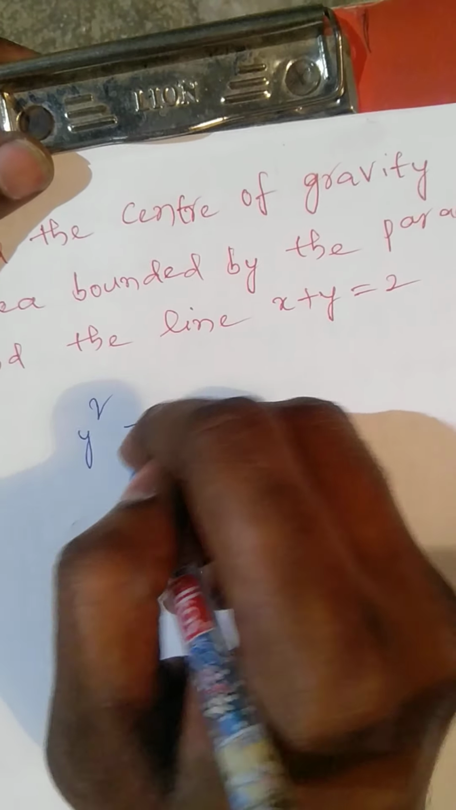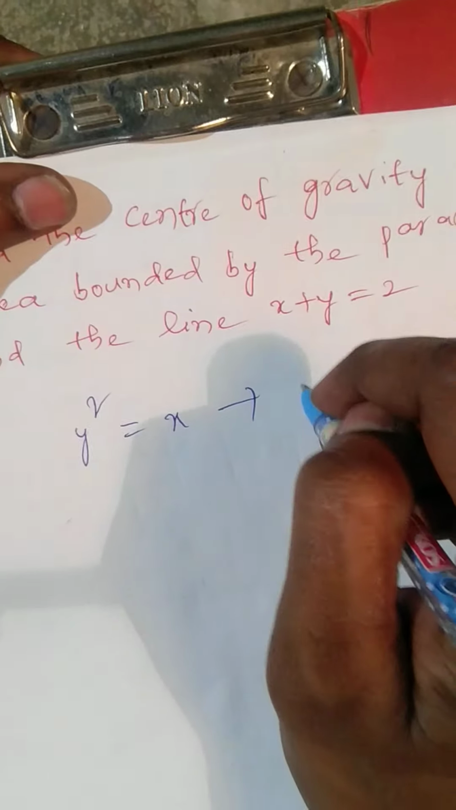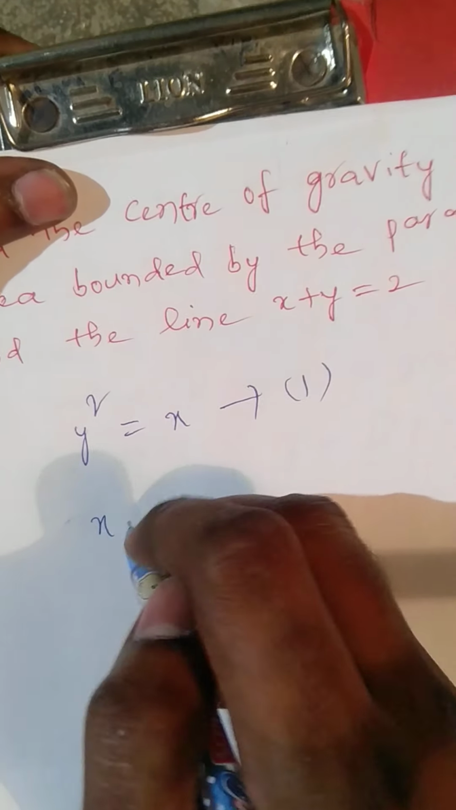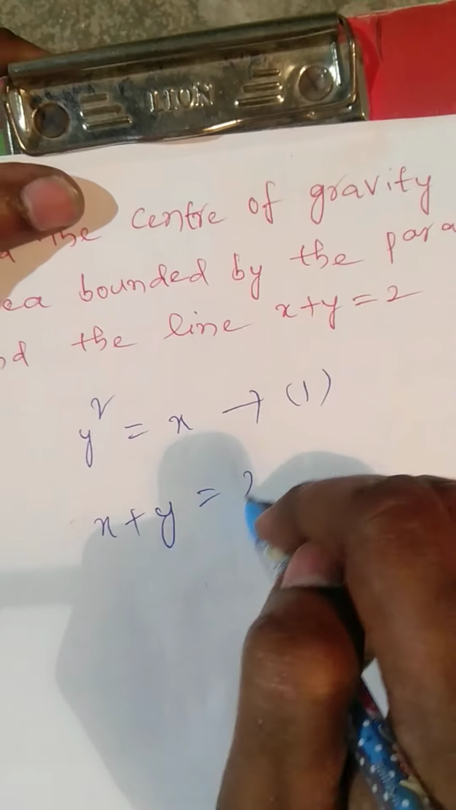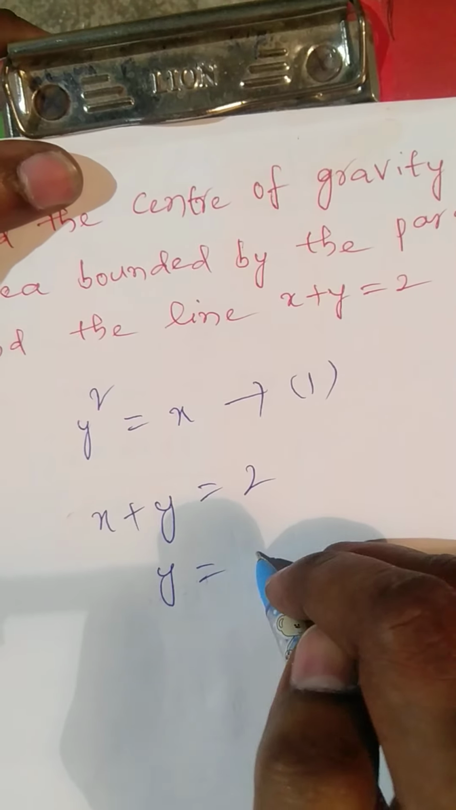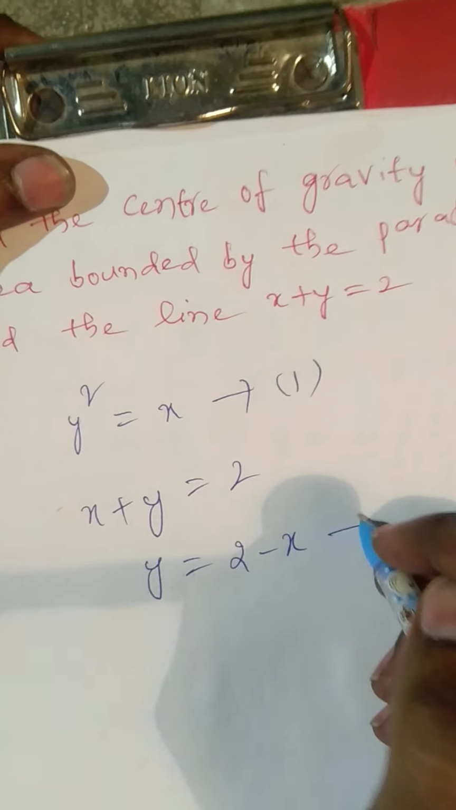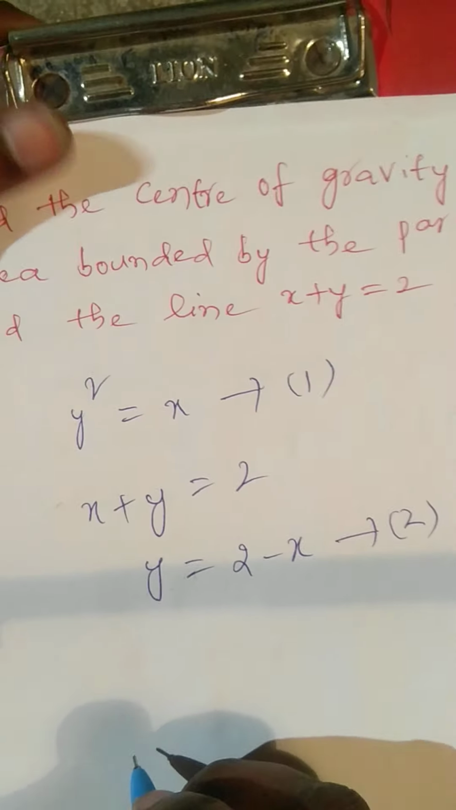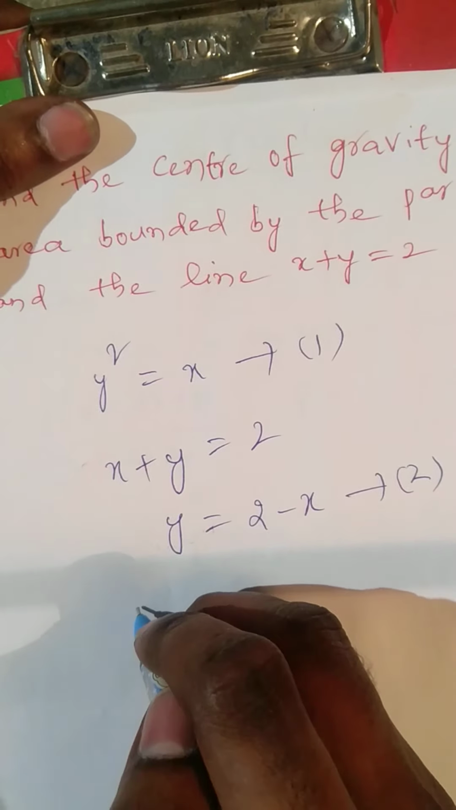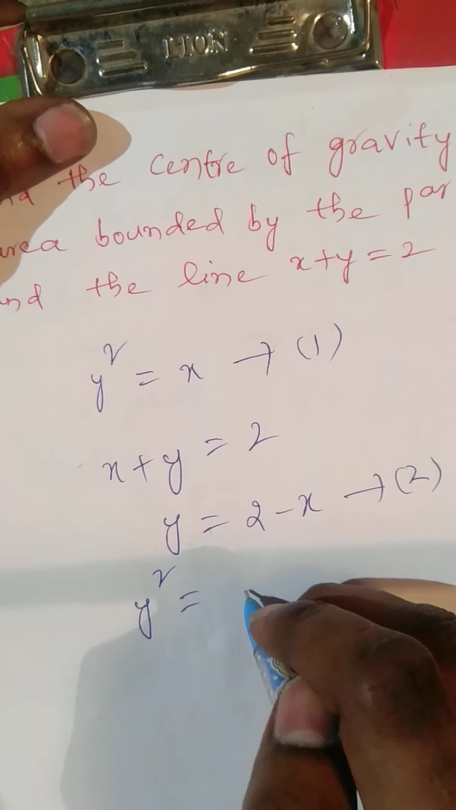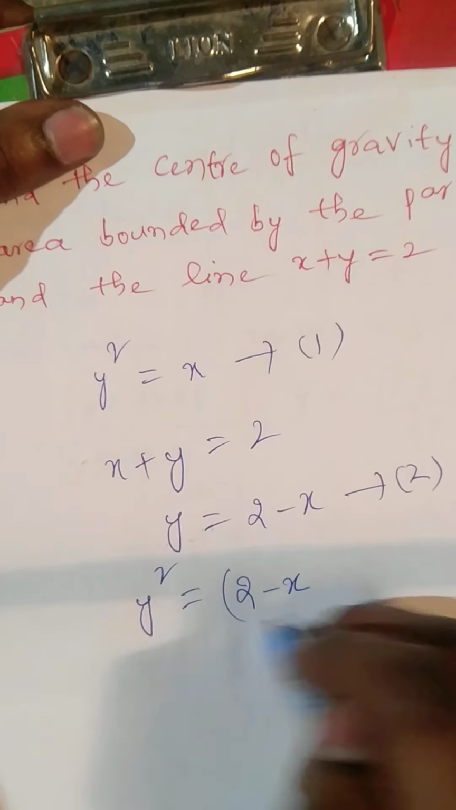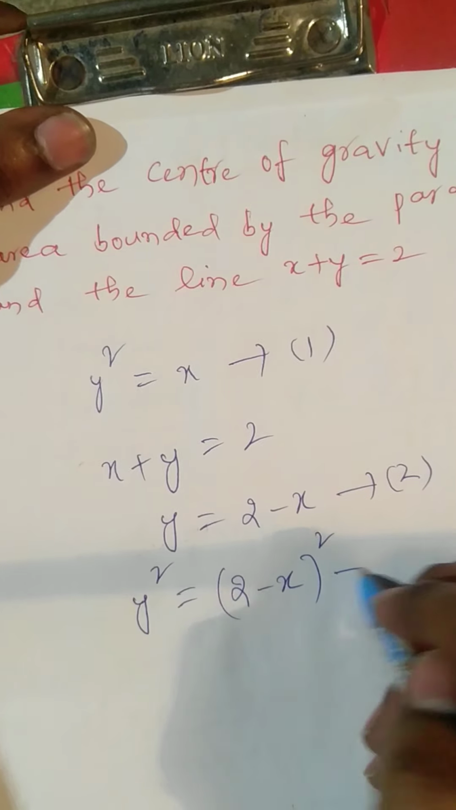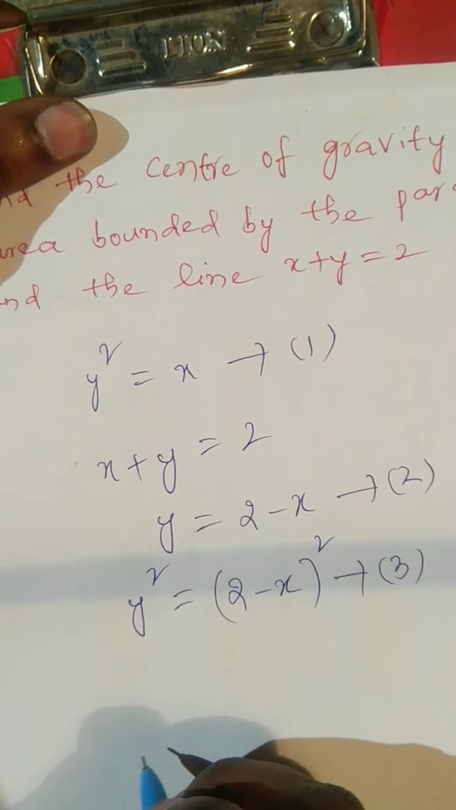Here the given parabola is y square equals x, say equation 1, and the line is x plus y equals 2. We can write this as y equals 2 minus x, say equation 2. Now squaring on both sides, you'll get y square equals 2 minus x whole square, say equation 3.